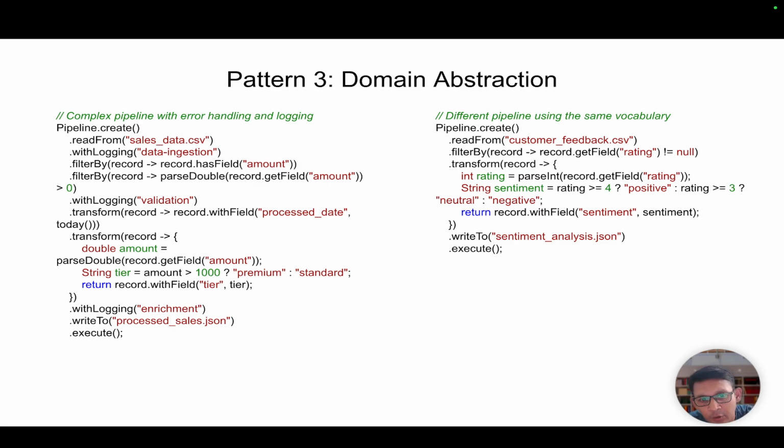The key insight is that domain abstractions make your code self documenting and accessible to domain experts who might not be programmers. A business analyst could look at these pipelines and understand exactly what they do without needing to know about combinators, wrappers, or any other implementation details.